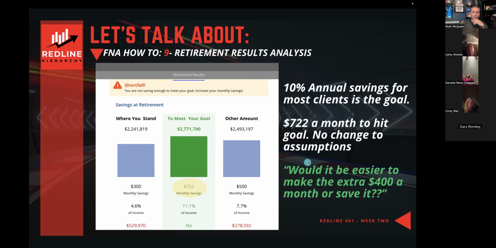So just some basics, right? Especially if you're talking to a really young client, somebody in their mid to late 20s, roughly 10% annual savings is going to hit their number, regardless of what their number is now. Roughly 10% will hit it, and this is not changing any assumptions, right?